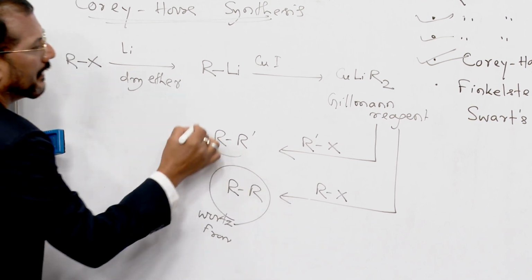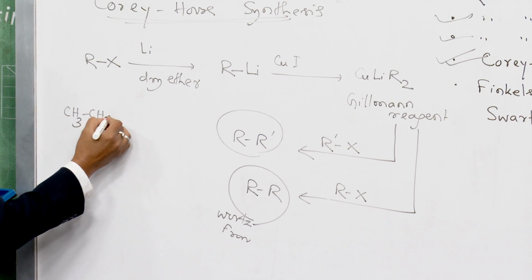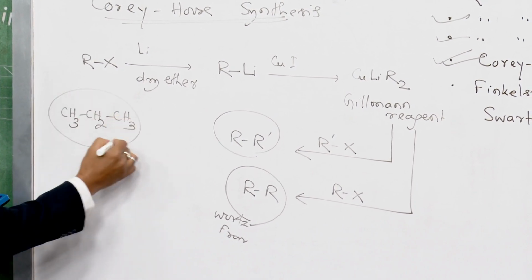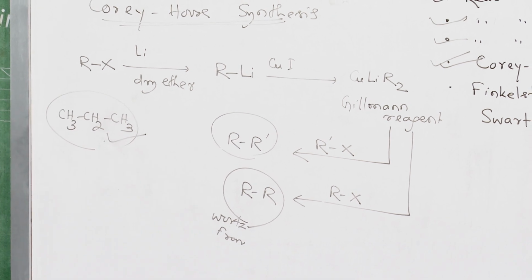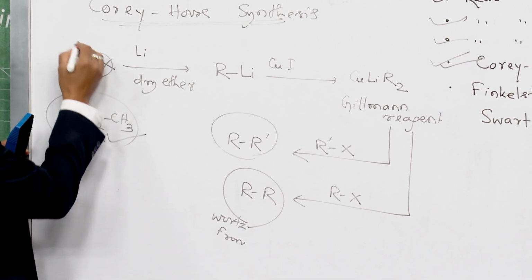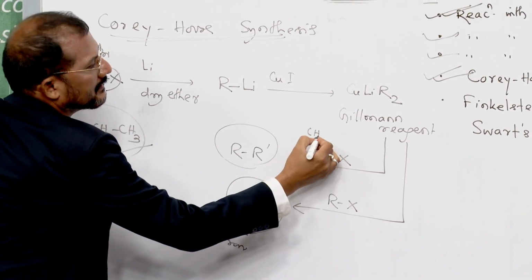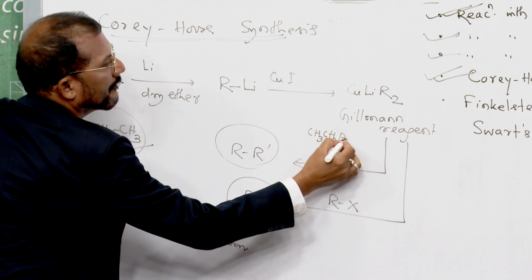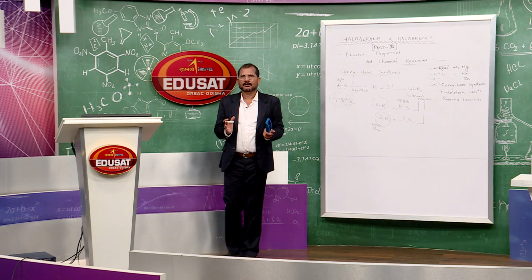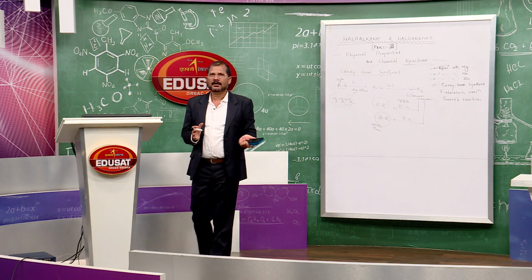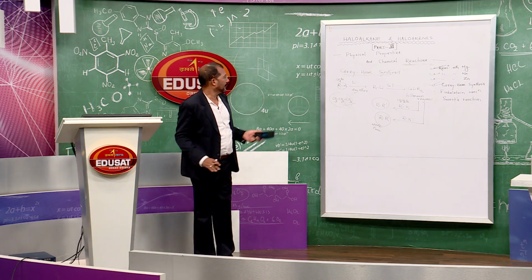So, here we can get it. We can prepare CH3CH2CH3 through Corey-House synthesis. How? In this case, we will be taking CH3Br, and here we will be taking CH3CH2Br. This can be prepared. But just to remember, just before 2 minutes I told you that propane cannot be prepared by Wurtz reaction, but propane can be prepared by Corey-House synthesis.